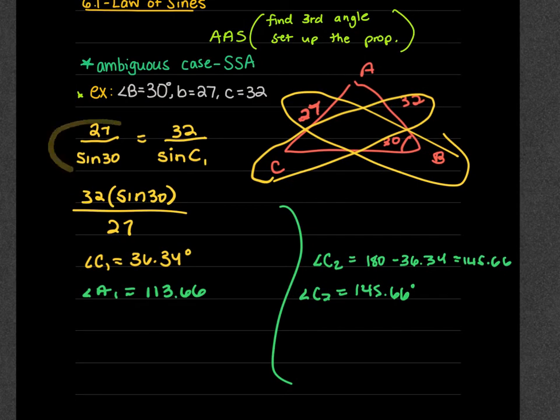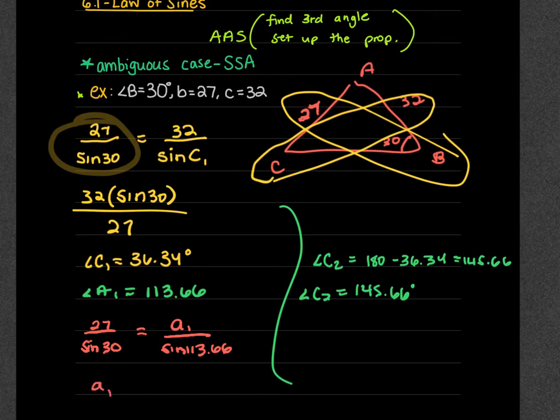I'm still going to use my original information because I know that that's right. 27 over the sine of 30 would equal side A1 over the sine of 113.66. Cross multiply: 27 times the sine of 113.66, divided by the sine of 30.